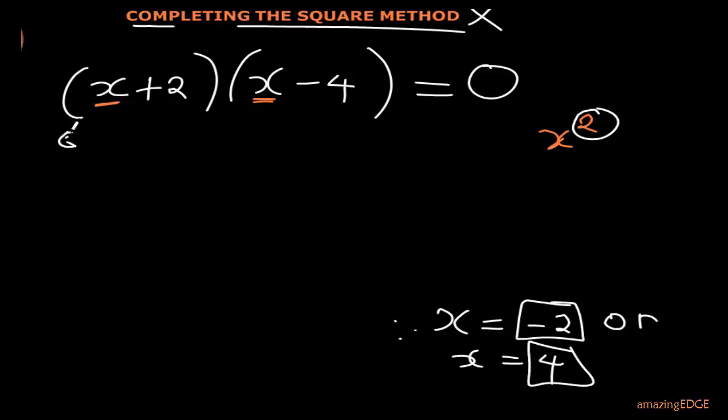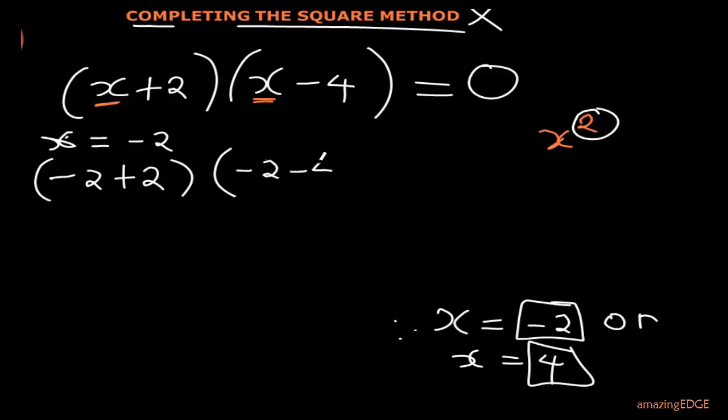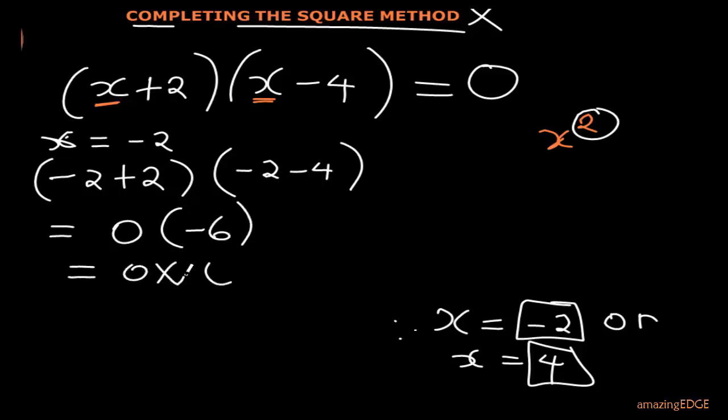So now if you take x equals to minus 2, we put it in the left hand side and see if it will correspond to 0 in the right hand side. So here is x plus 2, which is now minus 2 plus 2 in bracket, then times x minus 4, which is minus 2 minus 4. In the first bracket, minus 2 plus 2 gives you 0. Minus 2 minus 4 gives you minus 6. So what do you have? 0 times minus 6. And this will give us 0, which agrees with what we have on the right hand side.